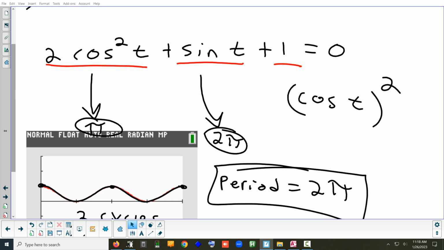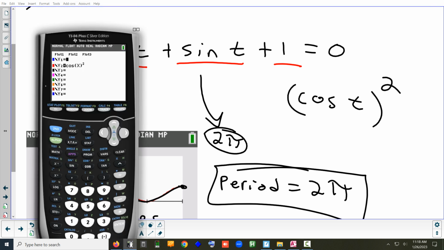Okay, so now we need to put in the rest of it and graph the whole thing. So let's put in 2 cosine squared x plus sine x plus 1. And you're not going to be calculating an intercept. What are we calculating this time? The root. Now, my window's a little bit off, but it's fine to calculate the root because I can see where it crosses the axis. I just can't see the very top of it, but it doesn't really do anything special. It just curves right back down.